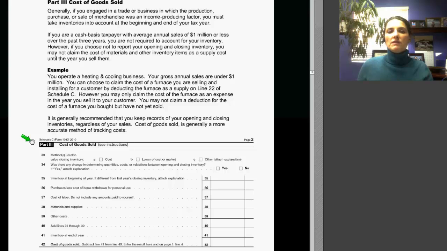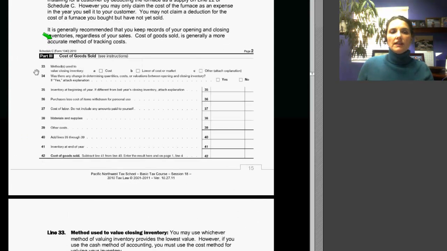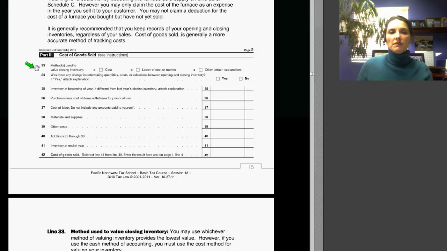However, you may only claim the cost of the furnace as an expense in the year you sell it to your customer. You may not claim a deduction for the cost of a furnace that you bought but have not yet sold. It is generally recommended that you keep records of your opening and closing inventories regardless of your sales. Cost of goods sold is generally a more accurate method of tracking costs. So now we're going to take a look at each of the lines on Part 3 of Cost of Goods Sold. You can see line 33, we use the method used to value your closing inventory, either cost, lower of cost or market, or other, and attach an explanation.